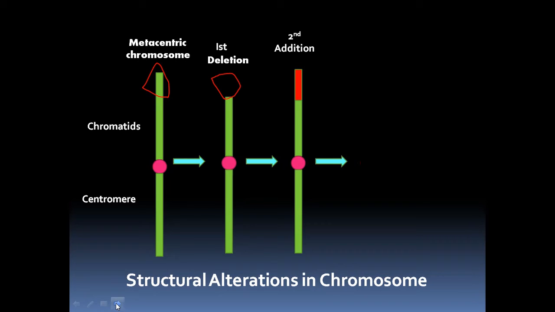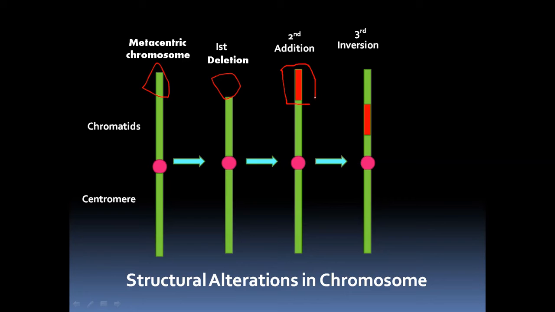Now, the third important type of structural alteration is called the inversion. Now, in inversion, what happens is that a part of the chromosomal segment just gets flipped and then gets incorporated. So we can say that it's just the cut, reverse, and then pasting up of the things.